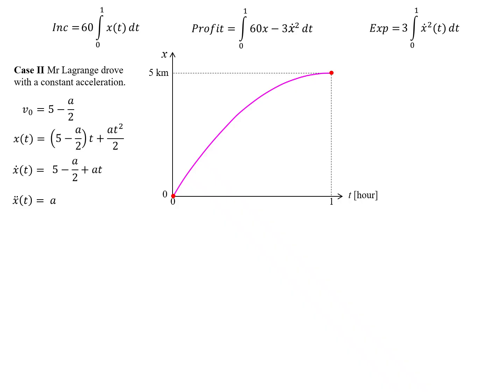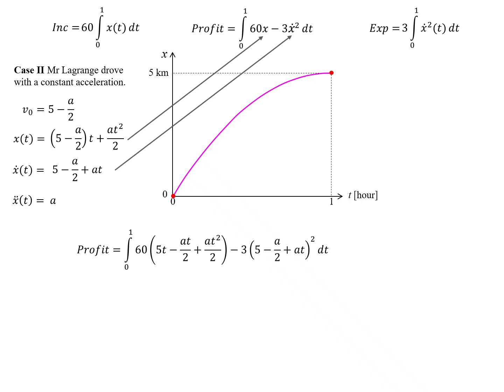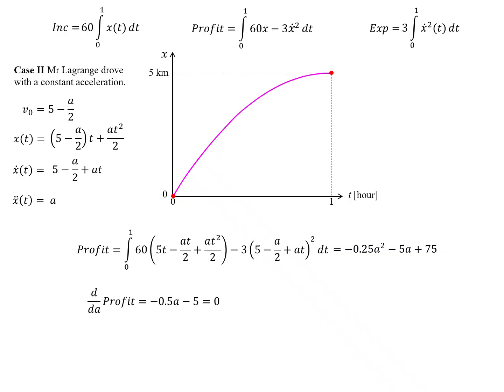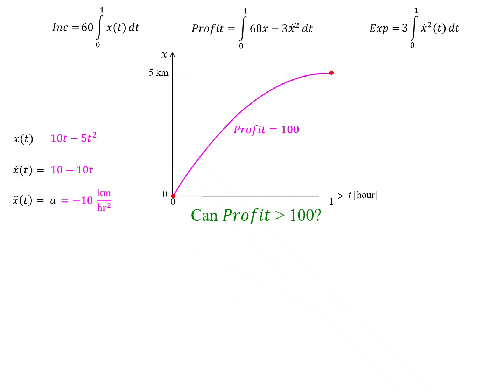Replacing x and x dot in the profit equation at the top, we have the profit as a function of a as seen. Differentiating the profit with respect to a and setting to 0, we have a equals negative 10 kilometers per hour squared, and the maximum profit for this case is found to be $100. Now, do you think the profit can be over $100? It seems likely, right? Because there are infinite other kinds of curves we haven't tried yet.